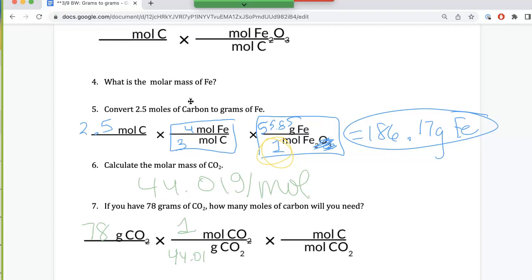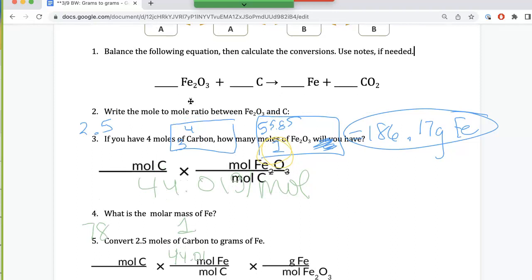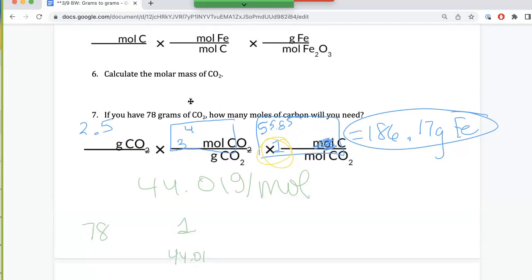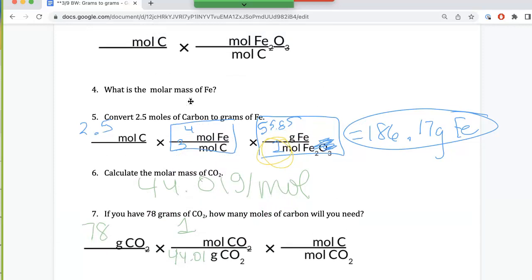Next, for moles of one thing to moles of another, I need to look at my coefficients. So I see from my balanced equation that I did earlier on, the coefficient in front of moles of carbon is 3, and the coefficient in front of CO2 is also 3. So I multiply that. I check to make sure my units have canceled. They have, and I end up with 1.77 moles of carbon. So that's my answer for that.